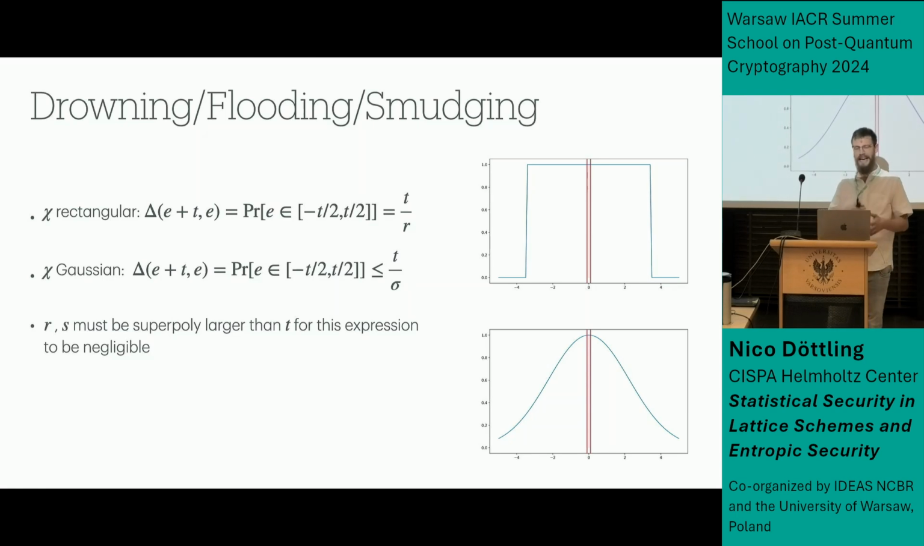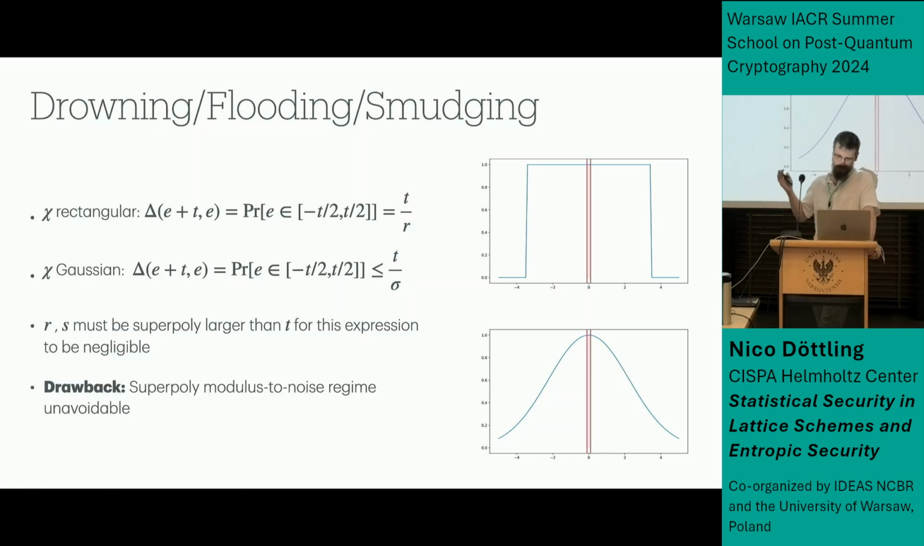So that means in order to hide any information with this drowning technique, we need very wide drowning distributions, which, from a theoretical perspective, is not so great, because when you use this in conjunction with LWE, you will have to use a super polynomial modulus to noise regime. This is now unavoidable, right? Meaning that you have to use a stronger LWE assumption. And from a practical perspective, you end up with worse parameters, larger ciphertexts in your LWE instances, and just drawbacks.